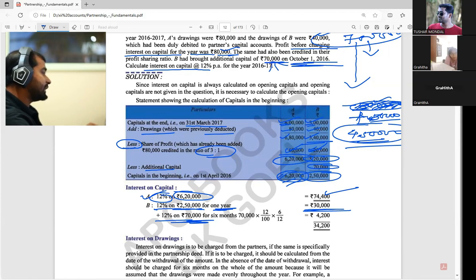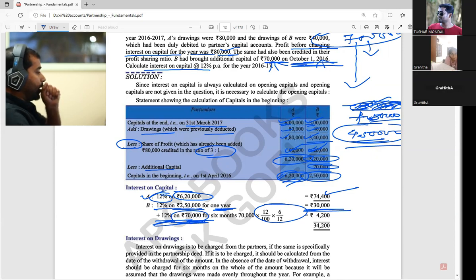That 70,000 I have included on October 1. So from October 1 to 31st March, this is 6 months. So for 70,000 separately I am calculating 12% from October 1 to March, that is 6 months. I hope it is clear. Yes, sir. Any doubt up to this, please ask. No doubt, sir.